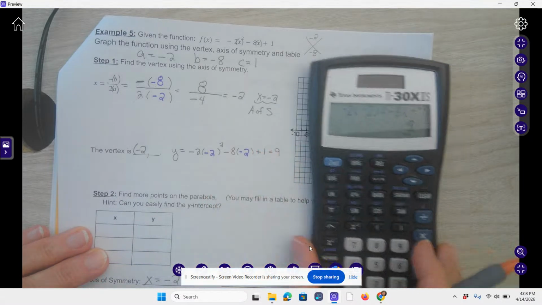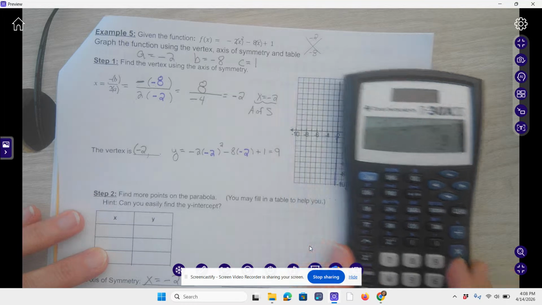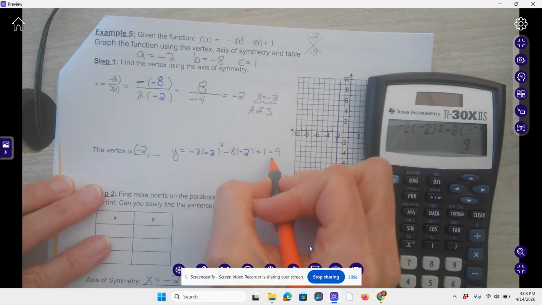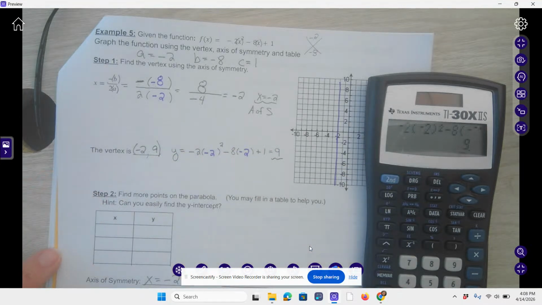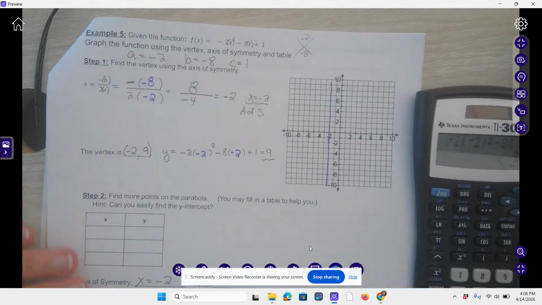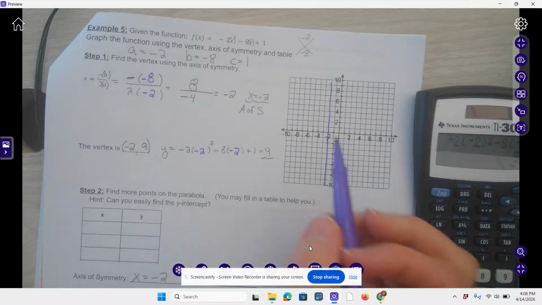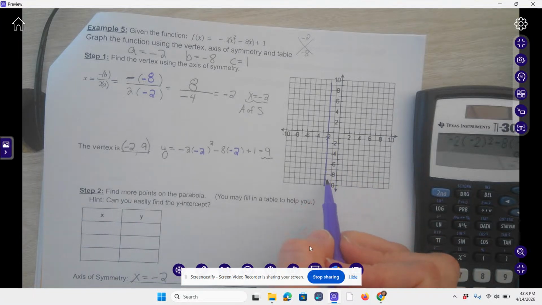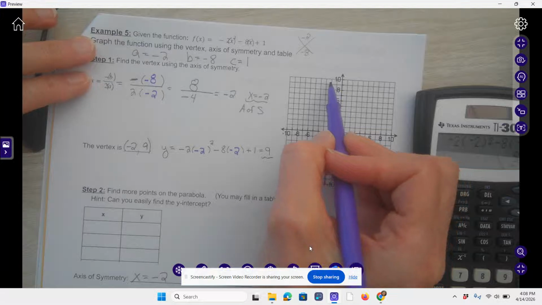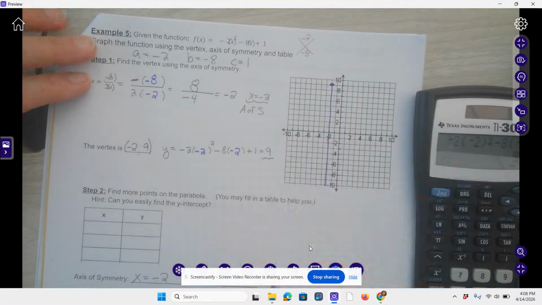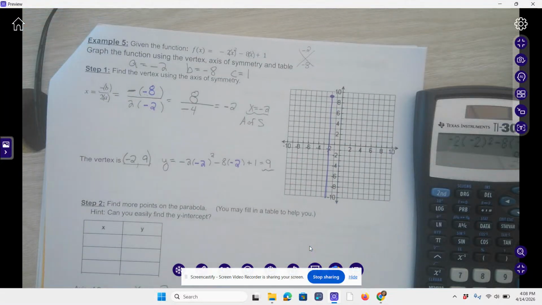So when x equals negative 2, y equals 9. So our vertex is at negative 2, 9. Okay, let's graph that. We know it's going to be on this line over negative 2, all the way down, oh no, all the way up to 9. Now you might be thinking, this seems weird. The vertex is way up there.